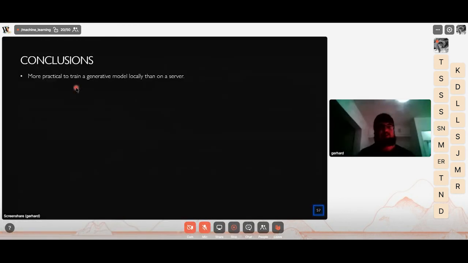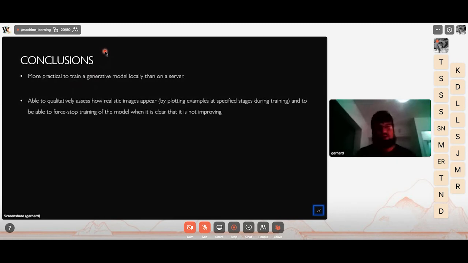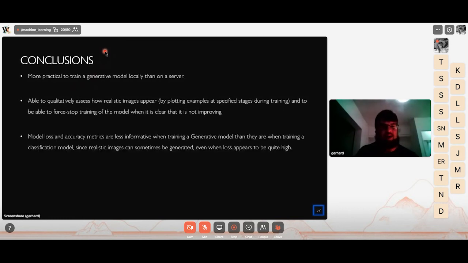It also shows that practical experience is equally as valuable as theoretical knowledge, if not more valuable sometimes. For my use case, I found that it was more practical to train locally than on a server because you can simulate examples at certain time intervals after certain epochs. If you do that on a server, it wouldn't really be possible in real time. You could simulate the images and then download them locally and view them. But if you train locally, you can qualitatively assess how realistic the images appear based on your domain knowledge, and if you see that the network isn't doing well, you can just force stop your training.